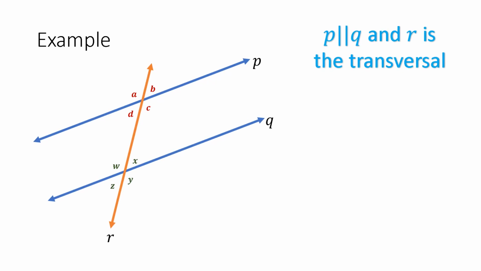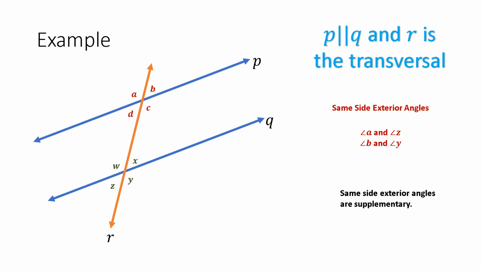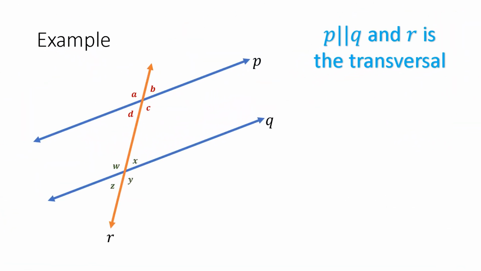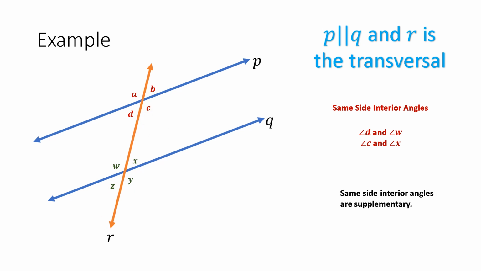Now let's have this one. So we have now same side exterior. As you can see, these are A and Z, and another one is B and Y. So same side exterior, the relationship is supplementary. We have also same side interior. As you can see, we have now D and W. This is D and this is W. We have C and X. And technically, their relationship is supplementary.